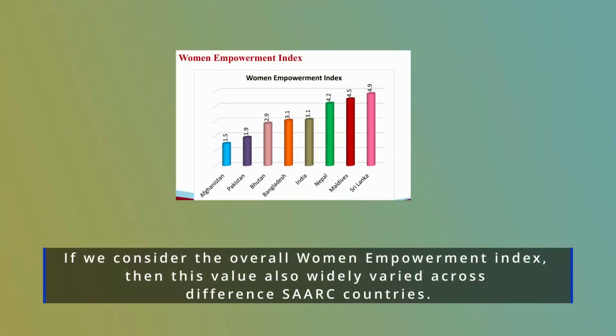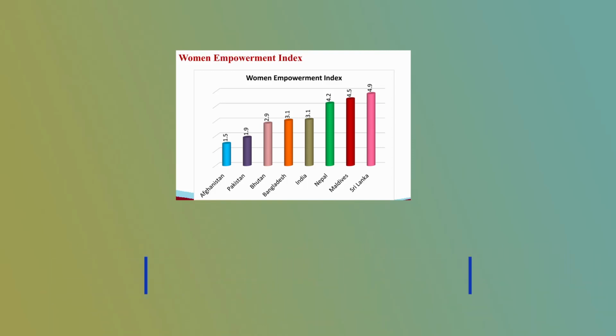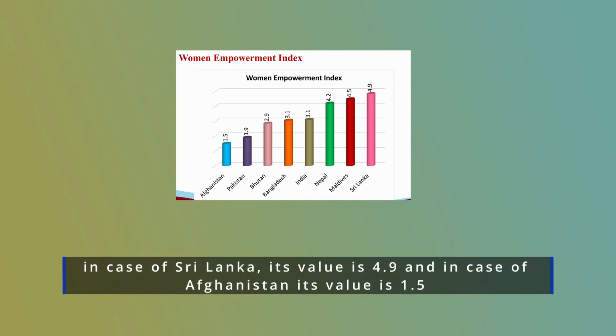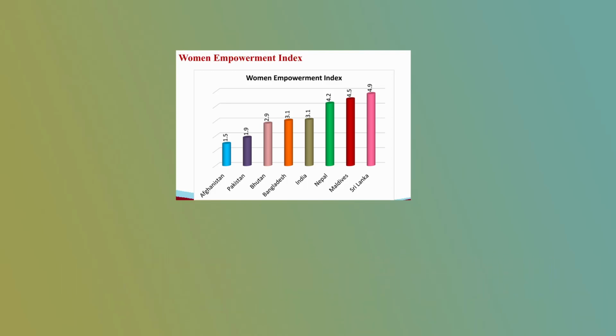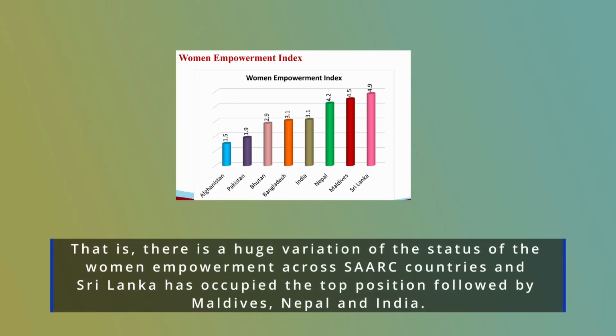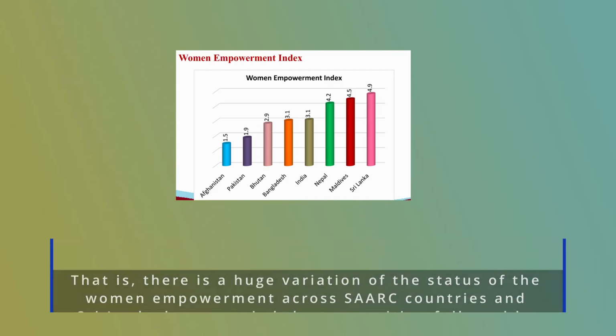If we consider the overall women empowerment index, then this value also varies widely across different SAARC countries. In the case of Sri Lanka, its value is 4.9, and in the case of Afghanistan, its value is 1.9. That is, there is a huge variation in the status of women empowerment across SAARC countries, and Sri Lanka has occupied the top position, followed by Maldives, Nepal, and India.